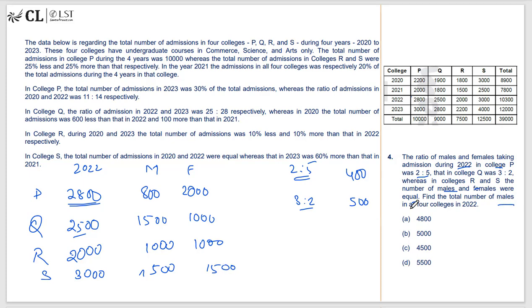Find the total number of males in all 4 colleges, just adding this column. 8 plus 15 is 23. 23 and 25, you're getting 48. That's 4,800.